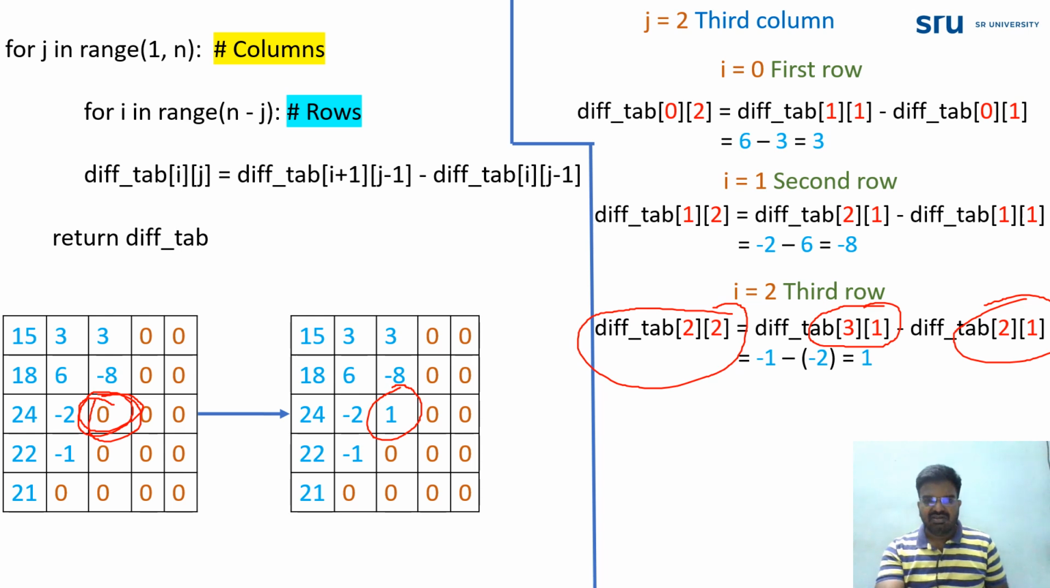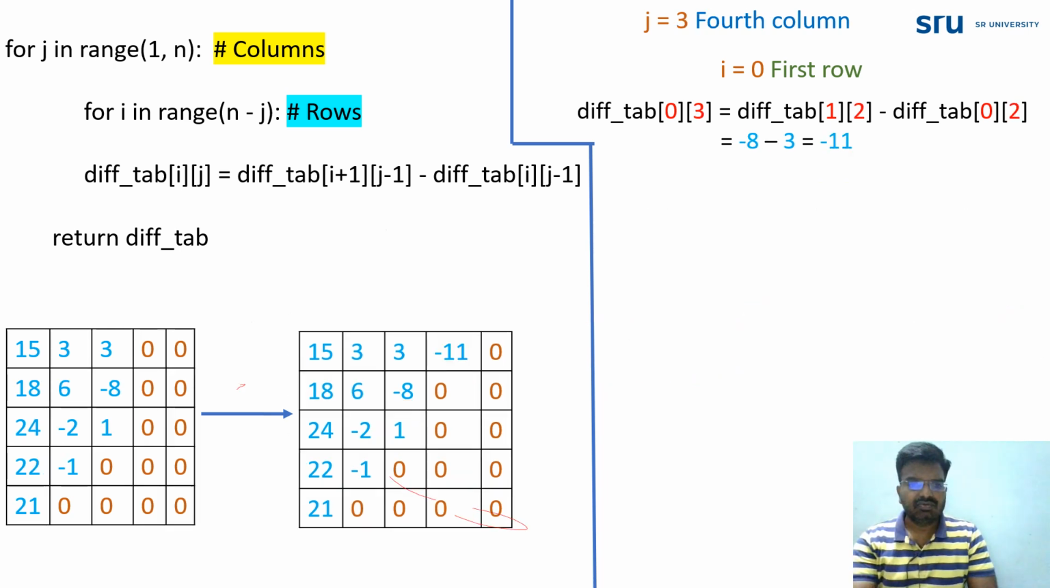Fourth column means what is that here? J equal to 3. Now J takes 3. Now we will see how the inner for loop works on the difference table for J equal to 3. See, in this inner for loop, the range is n minus j. N means 5, j is 3. So the range is 2, which means I takes 0 and 1.